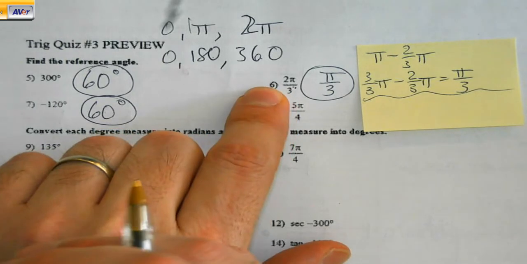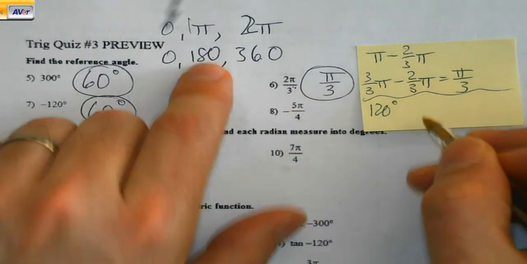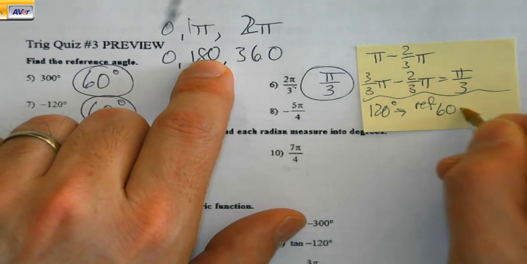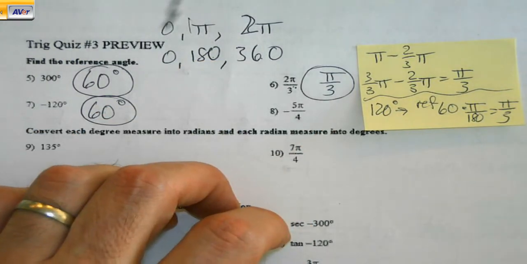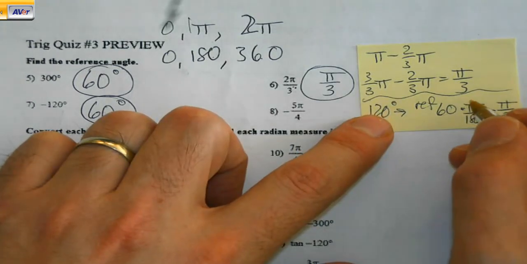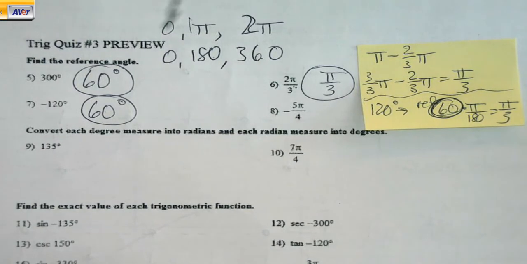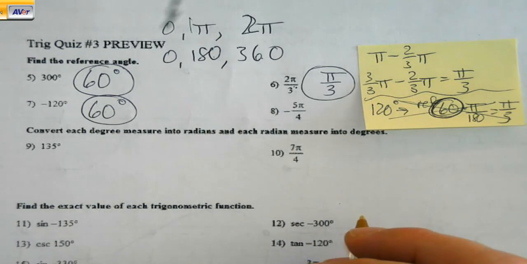You could sit here and go, okay, 2 pi over 3 is 120 degrees. 180, which means my reference is going to be 60. And then I turn it back into radians. But guess what? Almost all of you, if you do this, are going to leave it that way, and I'm going to be writing nasty stuff on your quiz. Okay? So let's try and avoid this idea and stick to one of the others.